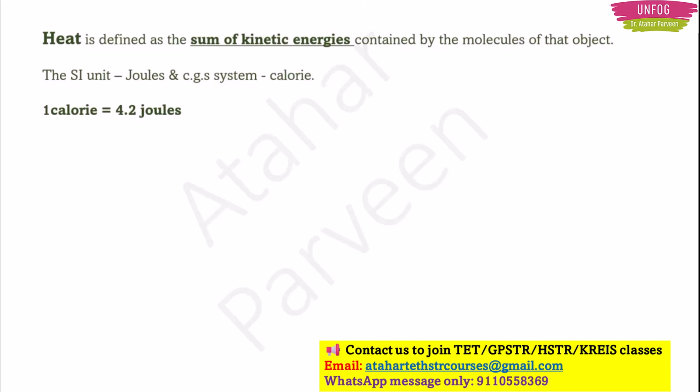Now what is the SI unit of heat? It is joules, and in the CGS system the unit for heat is calorie. There is a relation between joules and calorie: 1 calorie is equal to 4.2 joules.